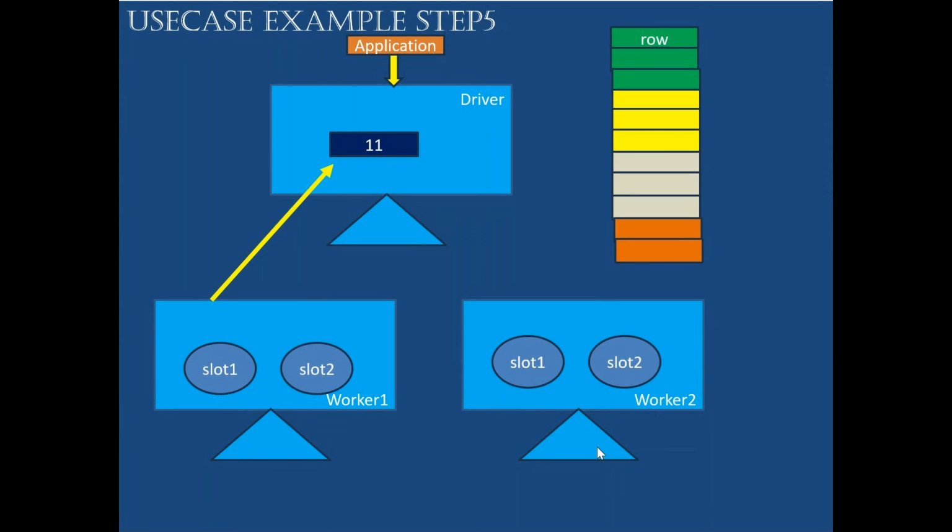Worker nodes, what will be there? The worker node JVM will be there. In that, the executor will be there. In that executor, only slots will be there. Understood?